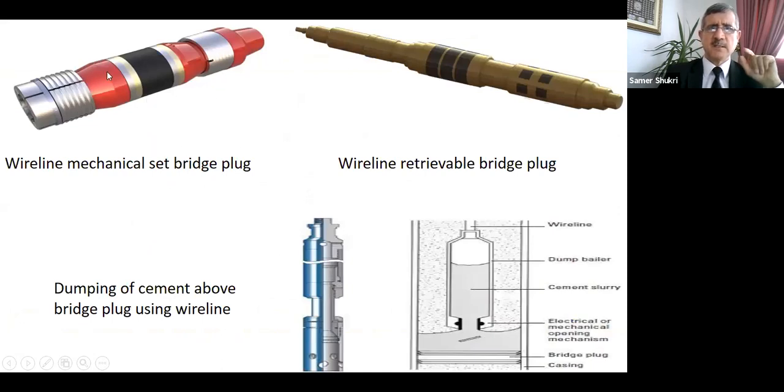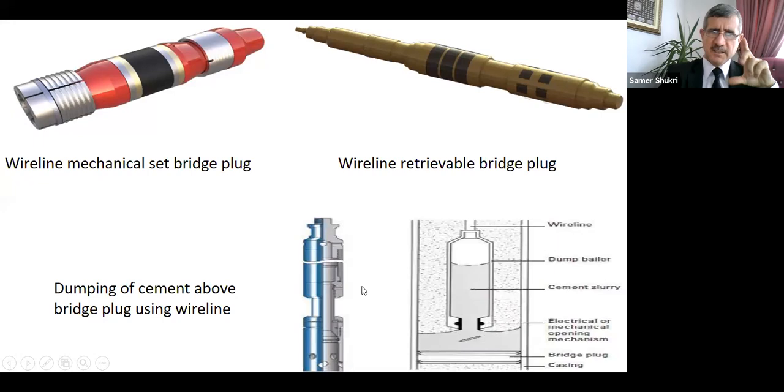Here we have a mechanical bridge plug. We set it using electric line, wire line. You see wire line, electric line, a bridge plug. Here, wire line retrievable bridge plug. Set it and dump 3 meters of cement or 10 feet of cement above it, just to make it hold.